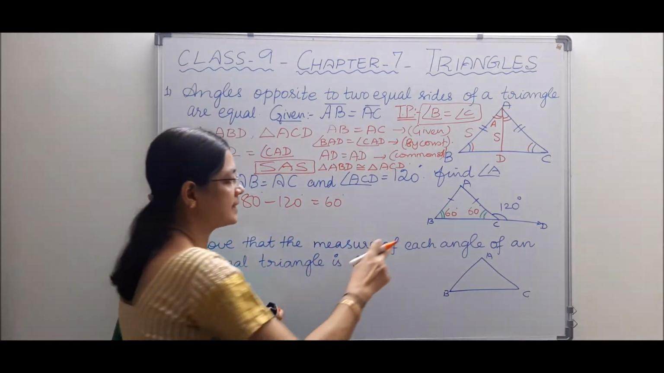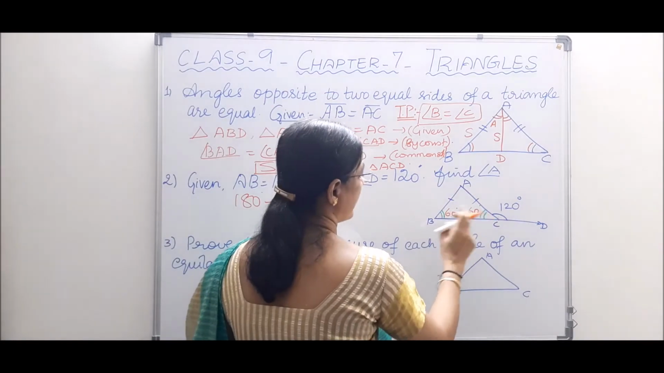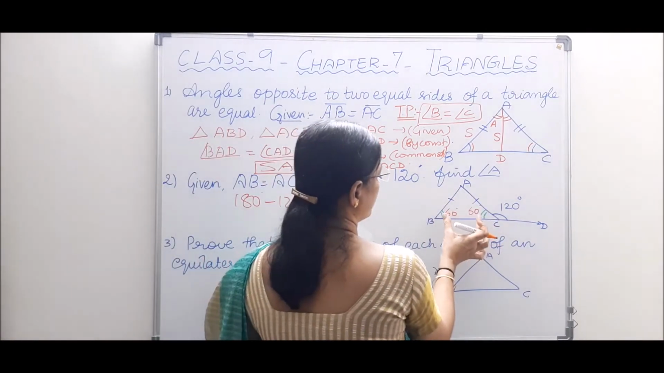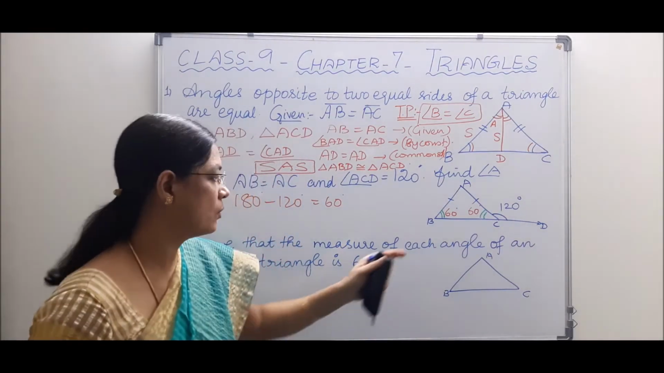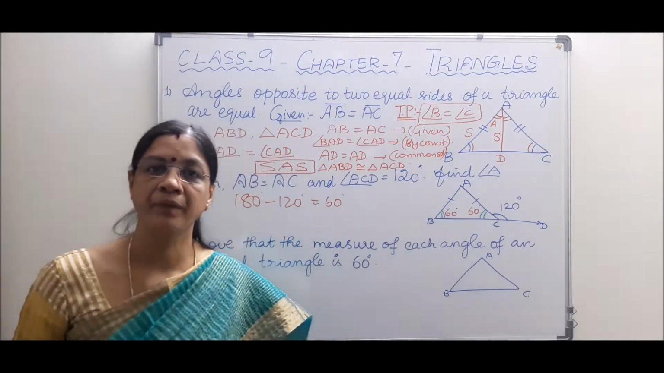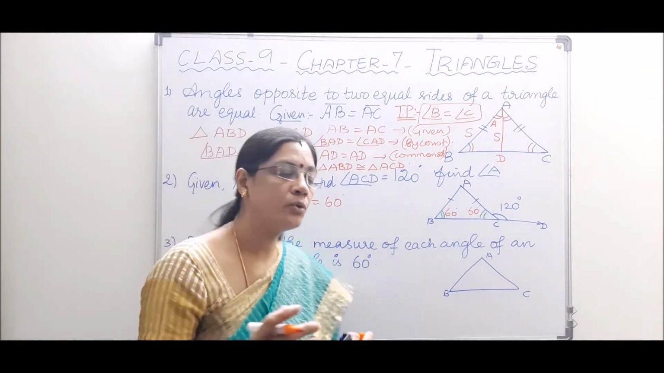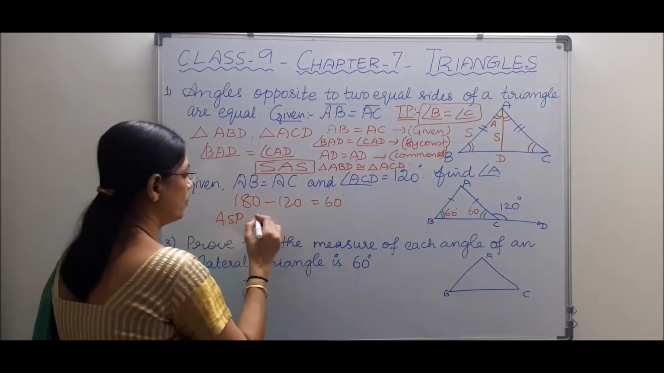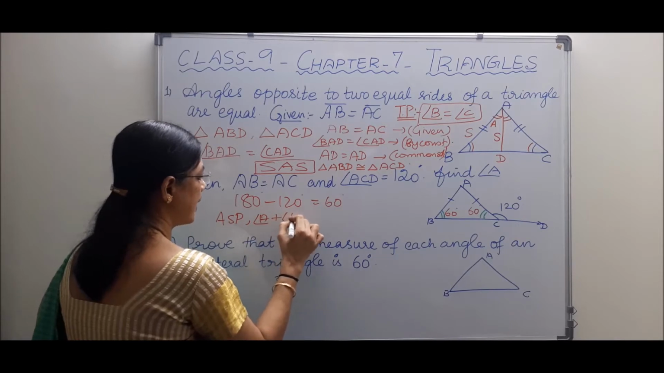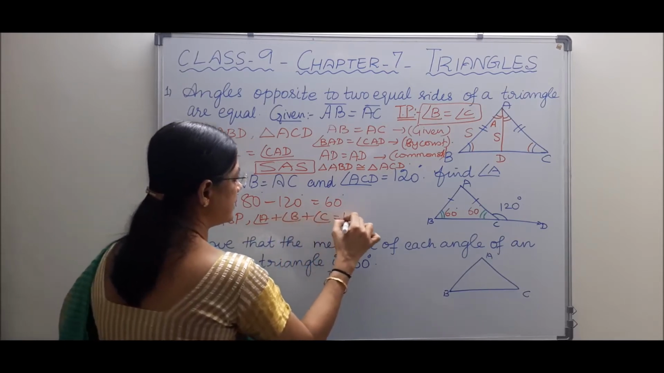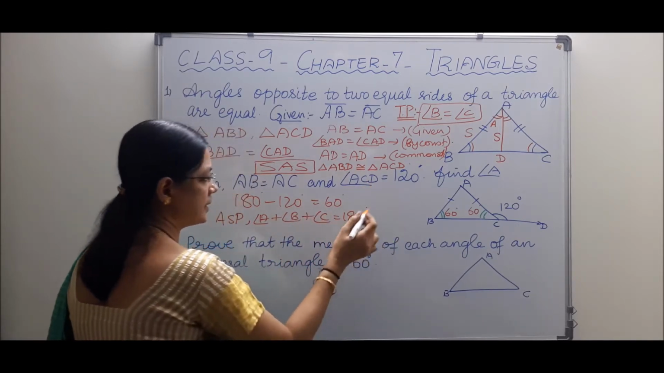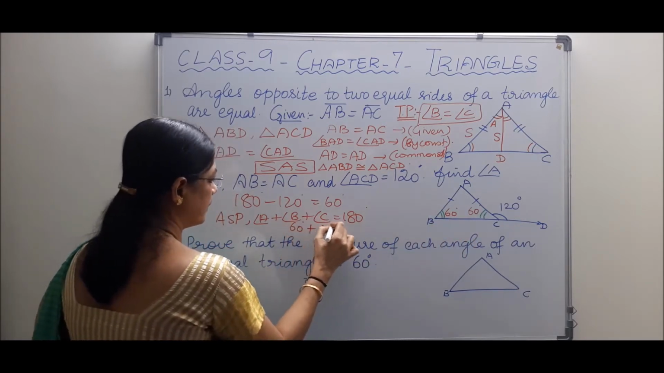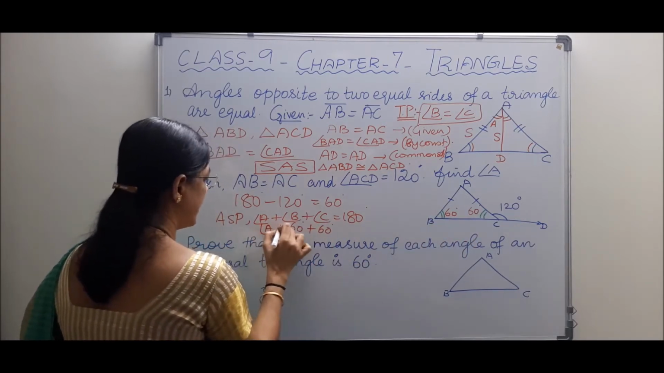Obviously, if this is 60, this is also 60, because these two angles are equal, since these two sides are equal. So if these two angles are 60, what is this angle now? We know, according to the angle sum property, angle A plus angle B plus angle C is equal to 180 degrees. Now B and C are 60, isn't it? So what is angle A now?